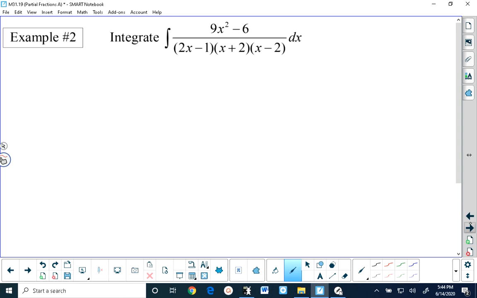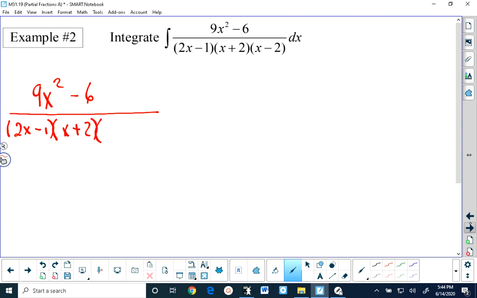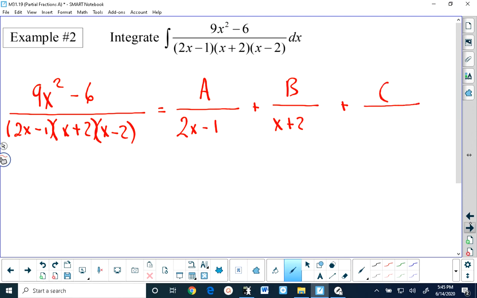That means, everybody, since there are three linear factors, that this integrand of 9x squared minus 6 over 2x minus 1 times x plus 2 times x minus 2 must be equal to a sum of three partial fractions: a over 2x minus 1, b over x plus 2, and this time c over x minus 2.